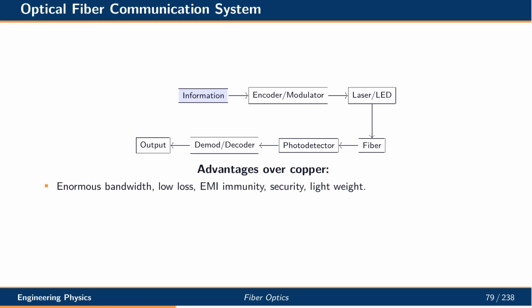An optical fiber communication system has several stages. Information is encoded and modulated, then converted into light by a laser or LED. The light travels through the fiber to the receiver, where a photodetector converts it back into electrical signals. The signals are then demodulated and decoded to recover the original information. Compared to copper, fibers offer enormous bandwidth, very low loss, immunity to electromagnetic interference.